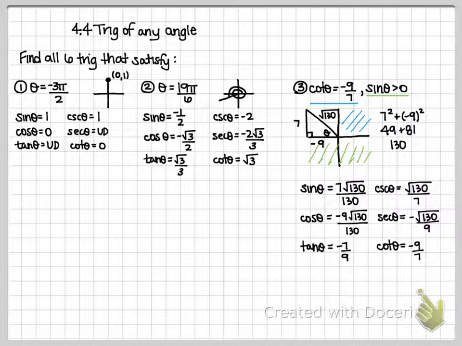Okay, how'd you do? All right, well, let's check. I am in the S quadrants, so the only ones that should be positive are sine and cosecant, which they are.